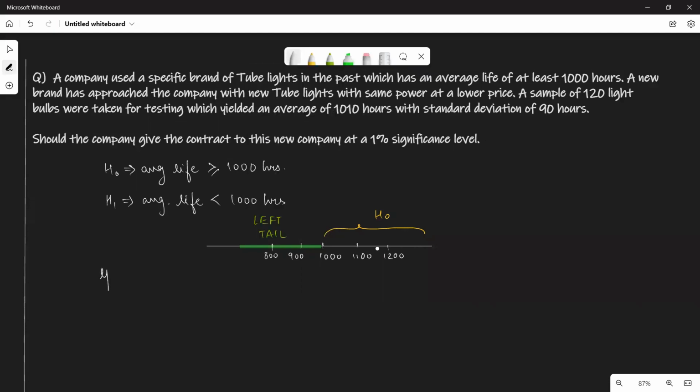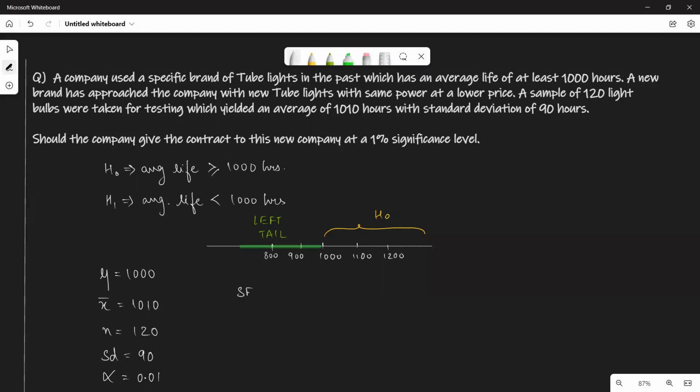Then what is the mu value which we have? Mu is 1000. What is x bar? 1010, I think. Then small n is 100. Small n is 100? 120, isn't it? Yeah, 120. And the standard deviation is 90. Alpha will be 0.01 only.